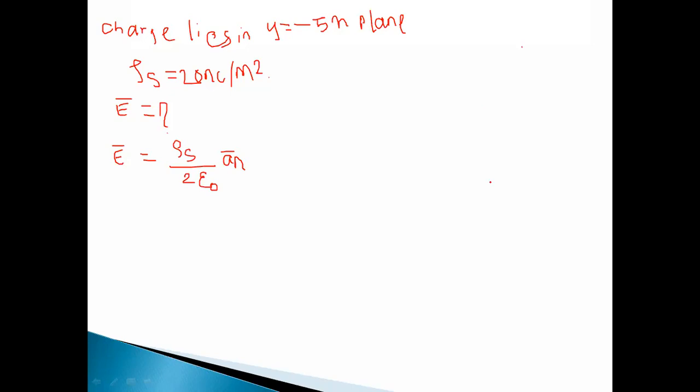Which perpendicular vector was it? The sheet was in the XY plane, so the perpendicular vector was A bar z. That means you have to consider the perpendicular, that is the normal vector, of wherever the sheet is. So here rho s is given, 2 epsilon 0 is constant. We have to find only this A bar n. Then how to find this A bar n? So I'll tell you here.